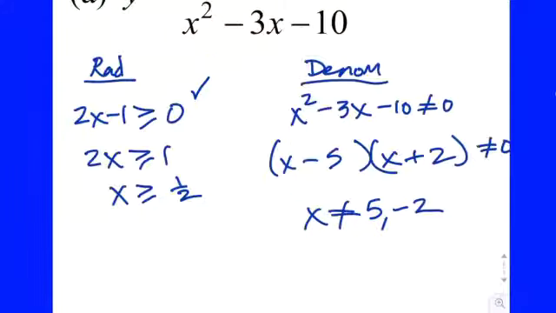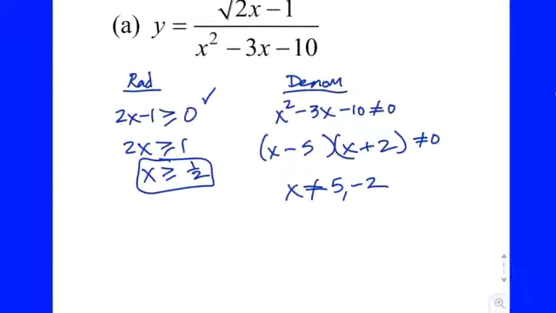Now, here's the deal. Remember, this guy here has already made his claim. In order to work, you have to be bigger than 1/2. The denominator says I can't be 5 or negative 2. We only need to exclude singularities that give us division by 0 if they happen to fall in the inequality prescribed by the radicand, right? So to be bigger than 1/2, which one of those do we need to exclude? The 5, right? Because the negative 2 is already excluded by this. But because 5 is bigger than 1/2, I'm going to have to exclude it.